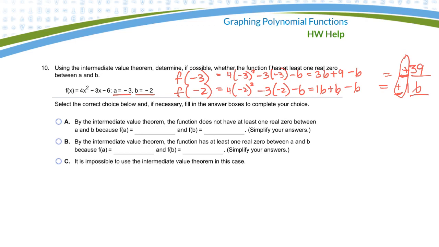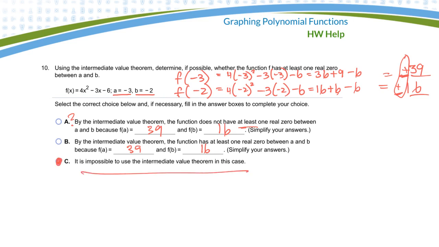So, which of the answers is right? By the intermediate value theorem, the function does not have at least one real 0 between A and B. Does not have. Well, I can't really tell, because f of the first number is 39, and f of the second number is positive 16. I don't know about that one. By the intermediate value theorem, the function has at least one. No, because one's positive, and the other one's also positive. Because they're not opposite signs, I can't say it. So it's this one. I can't tell.